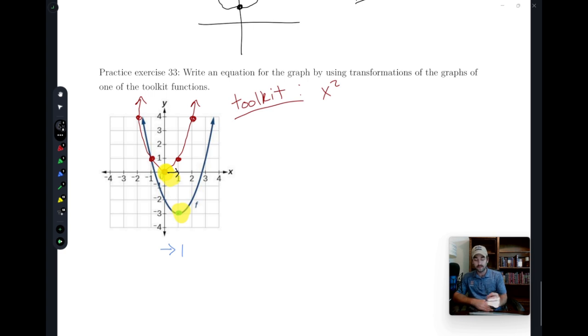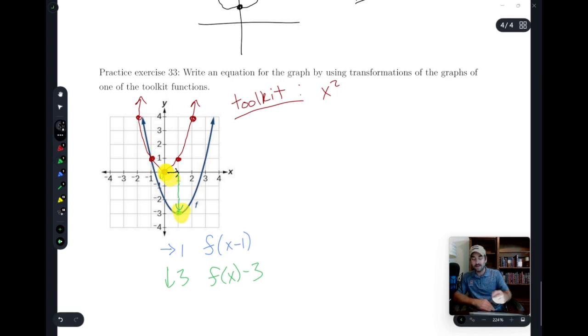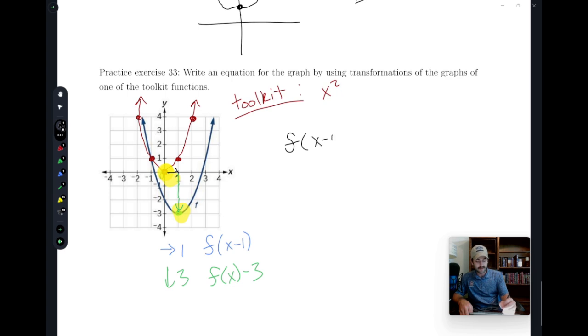So it means the whole thing went to the right 1, which means it's f of x plus, nope, because opposite of what you might expect, minus 1. And then it also looks like it went down a certain amount. Let's count. 1, 2, 3. Looks like it went down 3, which means we've got f of x minus 3. We'll put those together with that toolkit function that we expect it to be from memorizing all that in chapter 2. We're going to end up with f of x minus 1 minus 3. And when we apply that to that toolkit function, we end up with x minus 1 on the inside, squared, minus 3 is probably our f of x.